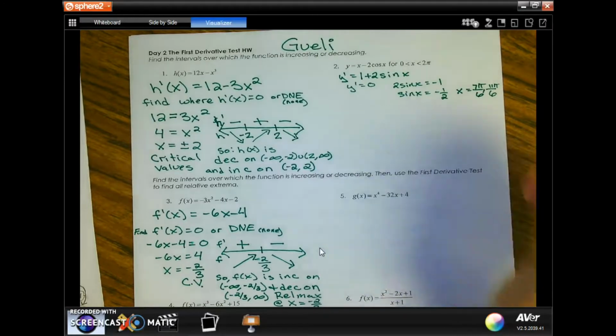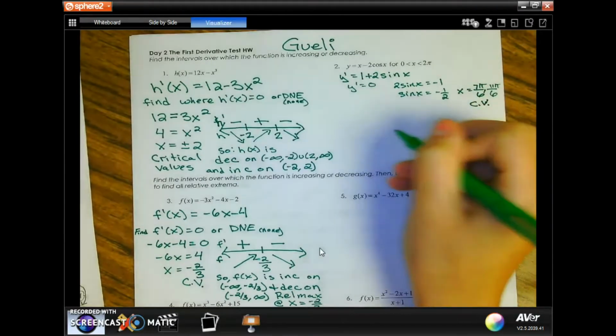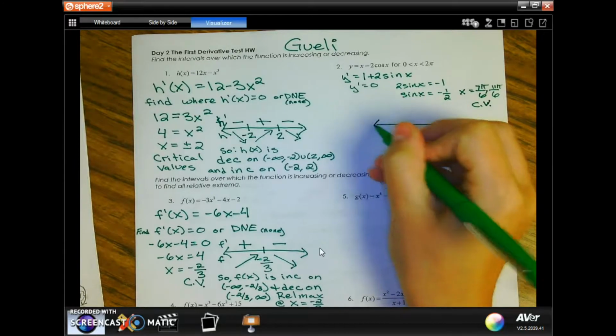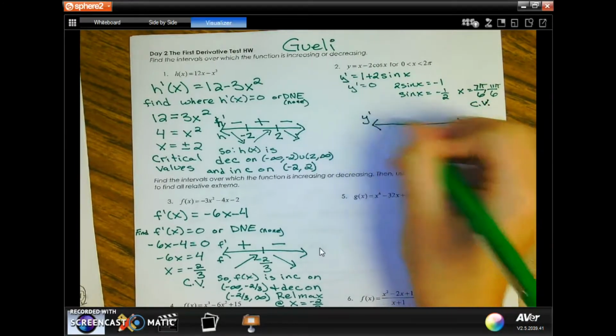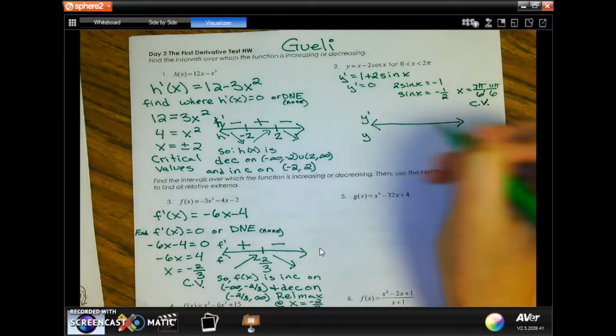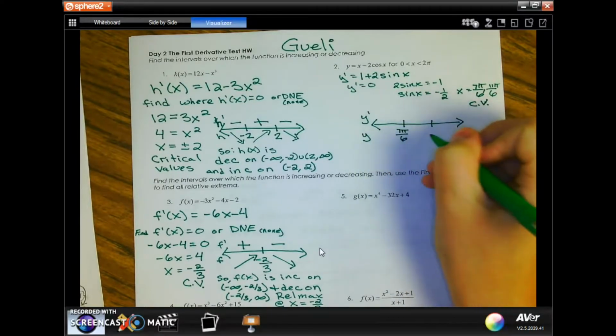And now those are my critical values. Again, I could call them critical values or critical numbers. I just said critical values there. So I take those critical values and put them on a sign chart. The key part about the sign chart is that I labeled this as my y prime. This is the behavior of the derivative, and it's going to tell me behavior about the original underneath. My critical values are 7 pi over 6 and 11 pi over 6.